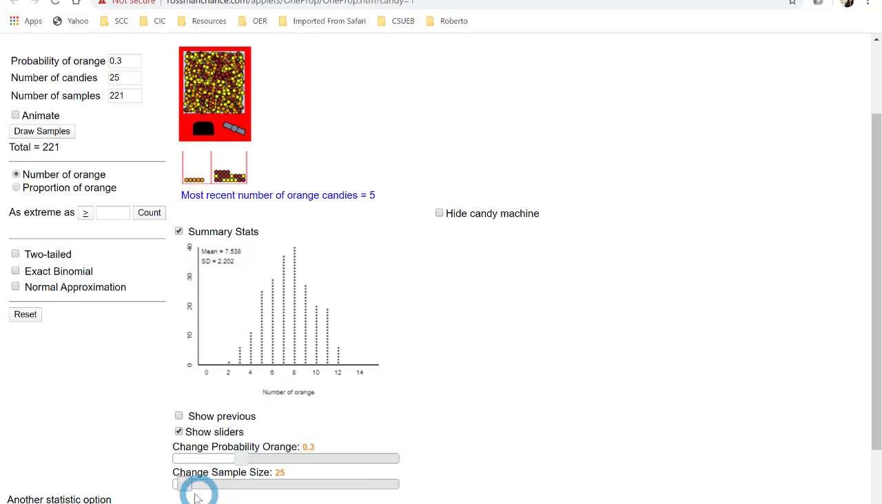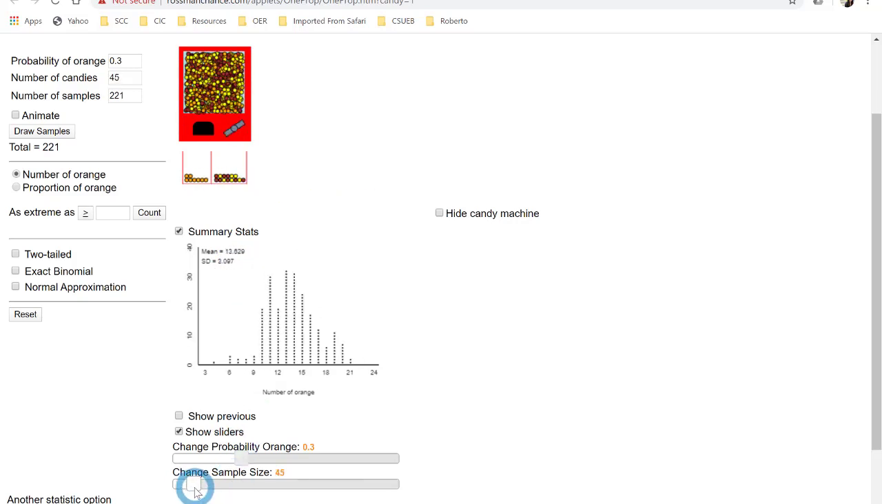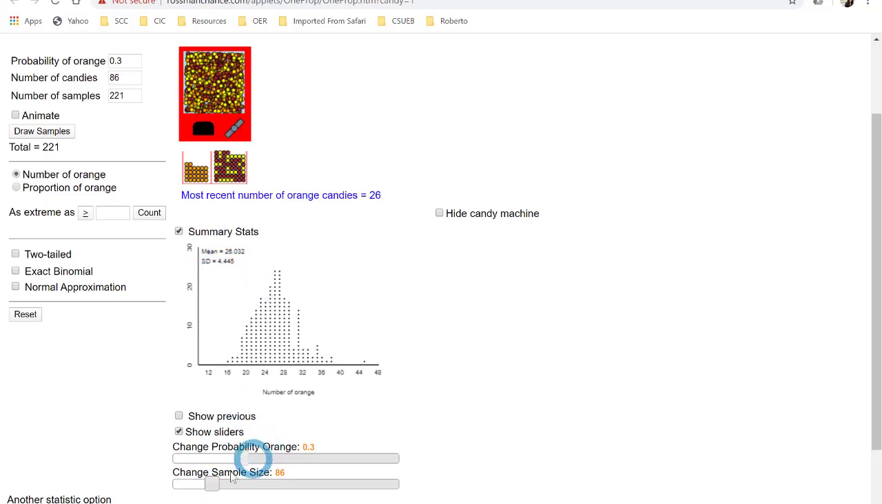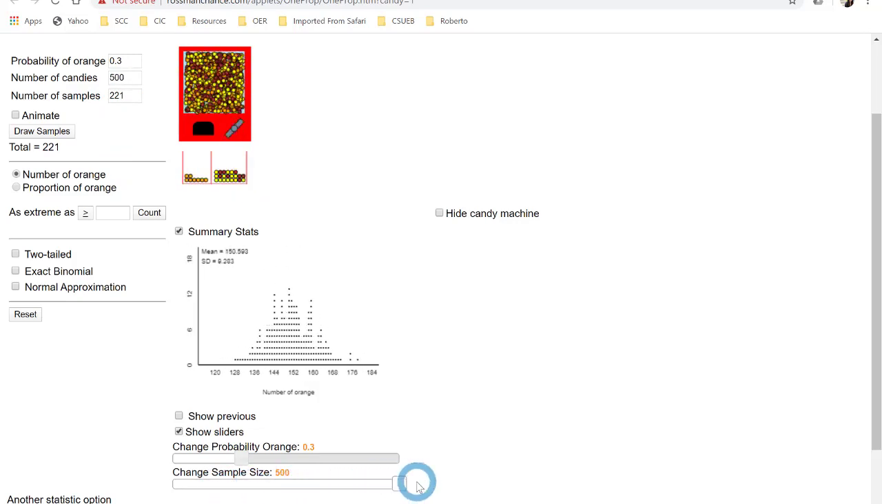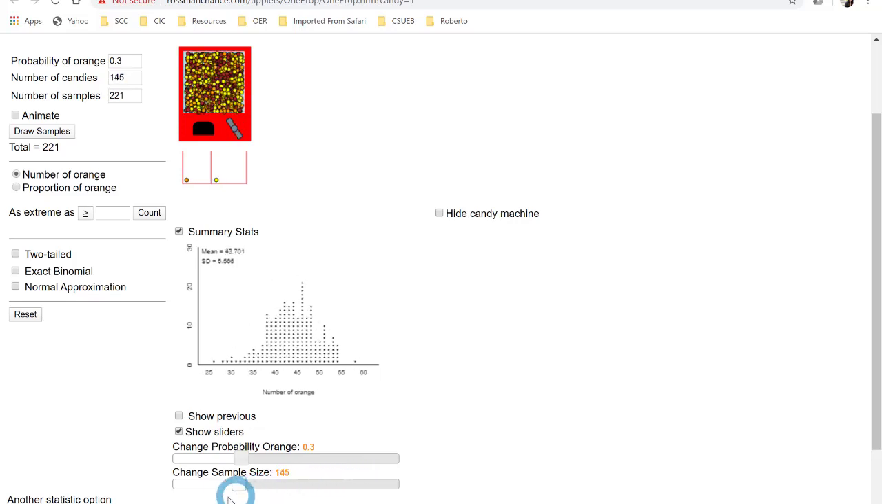And then if I increase the sample size, what's happening to the mean and the standard deviation? So now I'm taking samples of 86. I took 221 samples of 86 Reese's Pieces. And you can see that as my sample size gets larger, the descriptive statistics change.